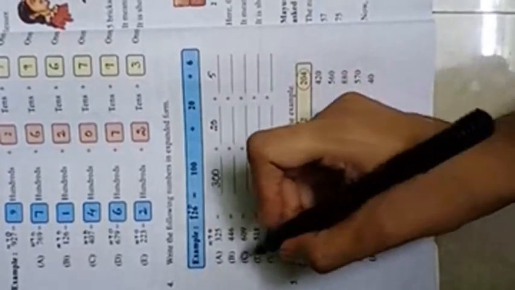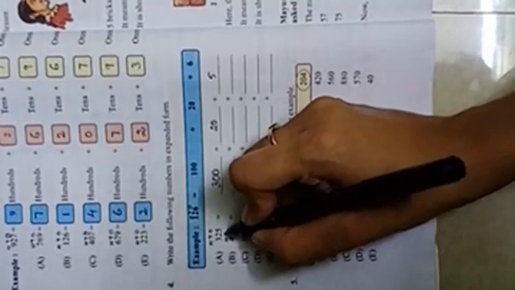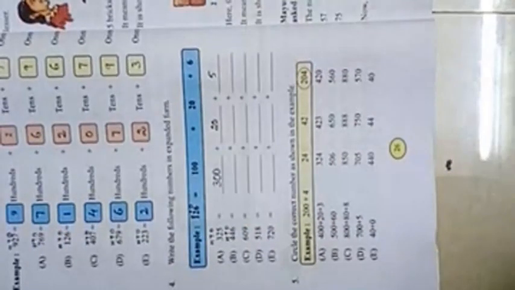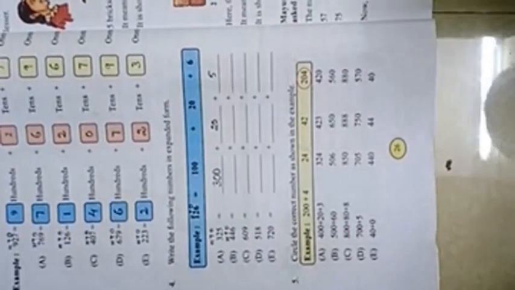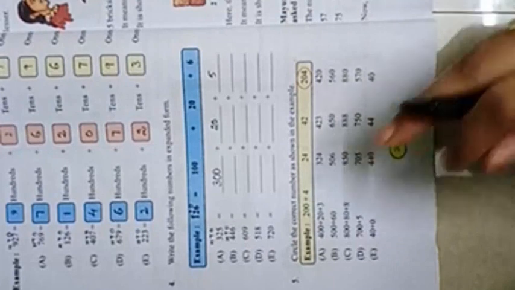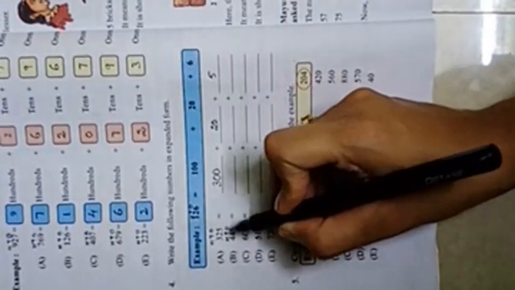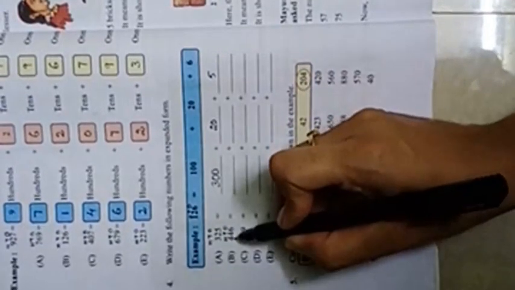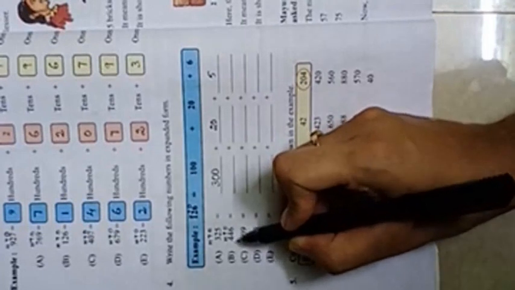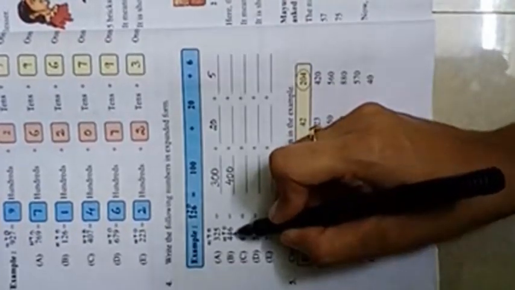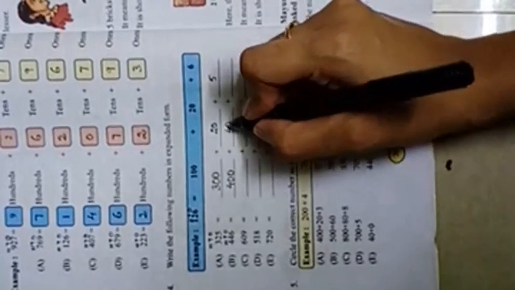When it is easy for you, if you write places on the digits first, then it is very easy to write in expanded form. So, my dear children, don't forget to mention the places on the digits. This is the easy method for you. Okay? Now, let's start solving B question, children. How many hundreds are here? There are 400. So 400, right? Next, how many tens are here? There are 4 tens. 4 tens are 40.